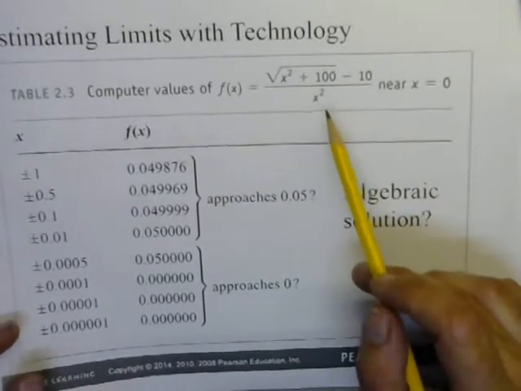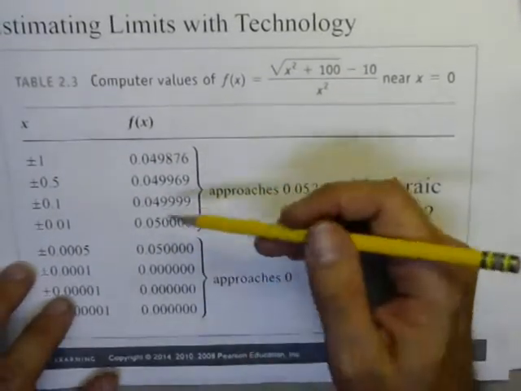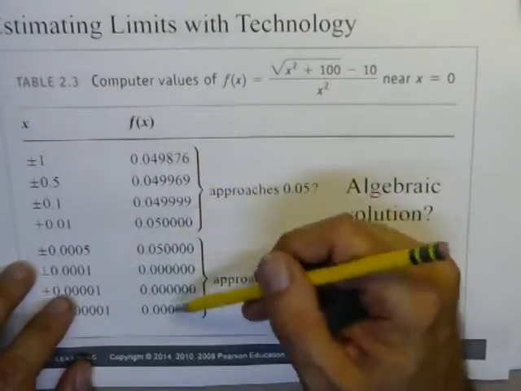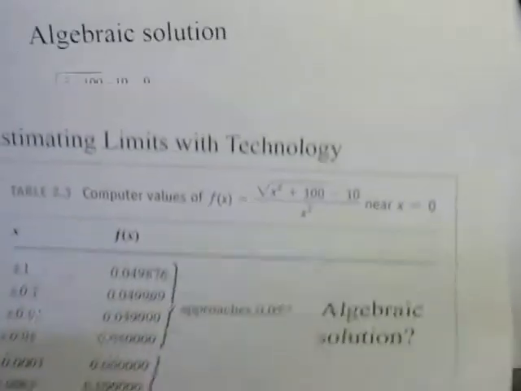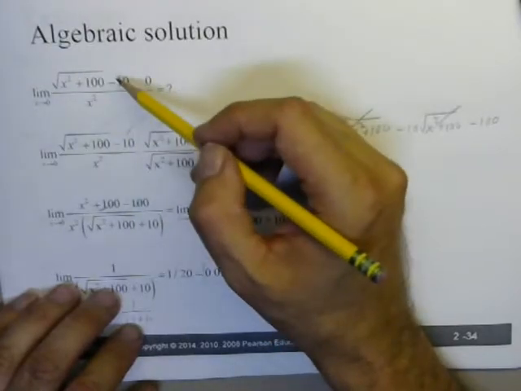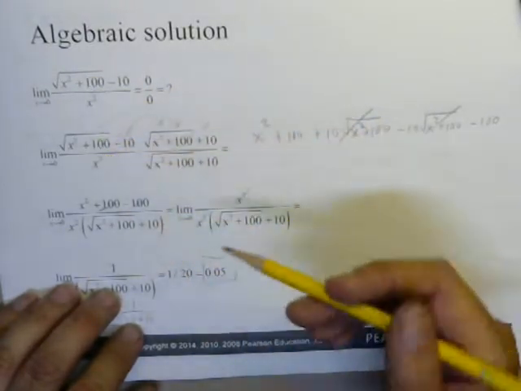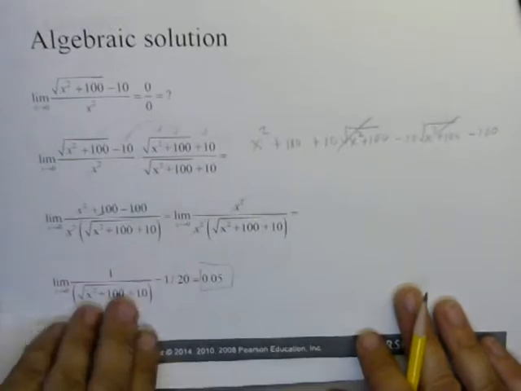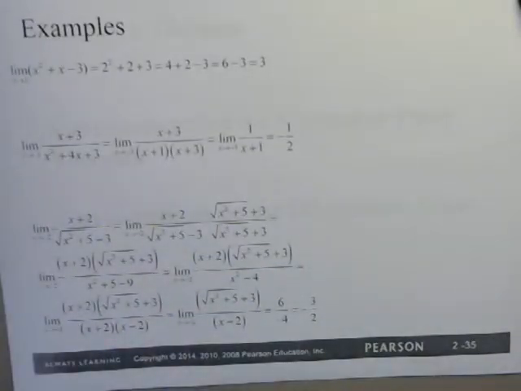I don't know if we'll graph this one necessarily, but you can see that even using a computer, the computer isn't necessarily going to give you the right answer. But if you do an algebraic analysis like this, then if you ever see anything with a square root in it like this where you have two terms, try multiplying by the conjugate. That will usually work. Here are some other examples.